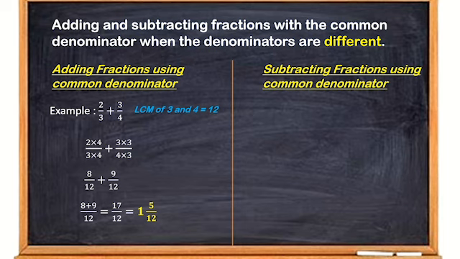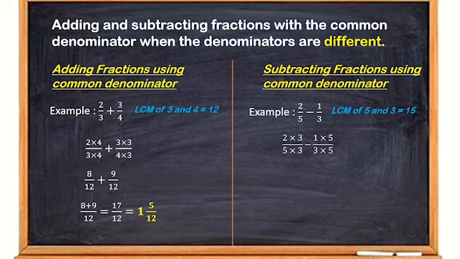Secondly, we have subtracting fractions using common denominators. For example, 2 over 5 minus 1 over 3. Again, the LCM of the denominators 5 and 3 is 15, so we have to make the denominators 15 by multiplying with certain scale factors. So 2 over 5 is being multiplied by 3 and 1 over 3 is being multiplied by 5. And the new fractions formed are 6 over 15 minus 5 over 15. Now our denominators are the same, so we'll directly subtract our numerators, and 6 minus 5 equals 1 and keep the denominators the same. So therefore, the new fraction formed is 1 over 15.